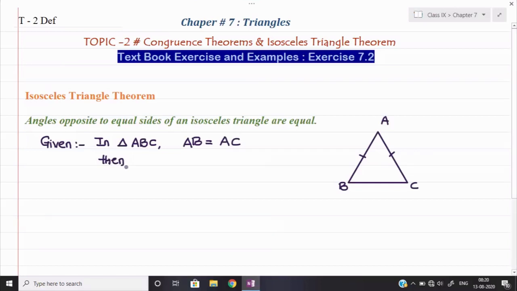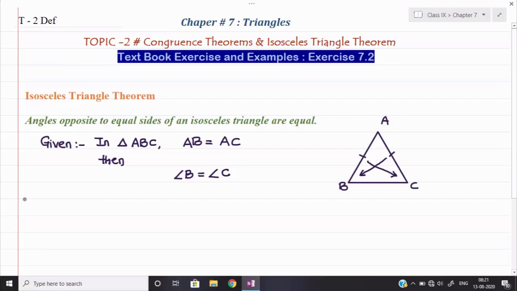Now if I ask which angle is opposite to AC, observe, in front of AC which angle is there? Angle B. Similarly, if I ask which angle is opposite to side AB, let me write down here angle B. Yes. Now which angle is opposite to side AB? We will say that will be angle C.